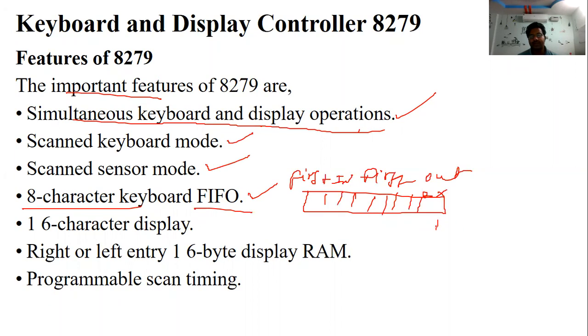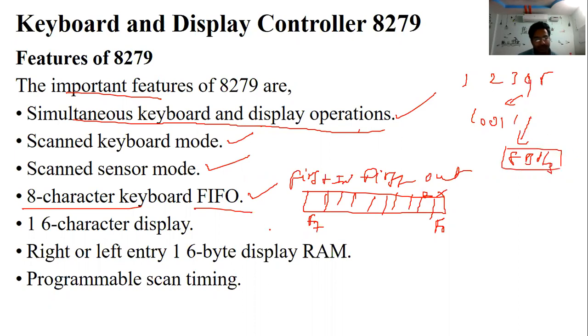D0 to D7, an 8-bit register, holds the key information. What is the bit size of the key information in binary format? You know that our keys are 1, 2, 3, 4, 5, but these keys are converted into binary format, an 8-bit format. A 16-character display is available to connect to this 8279 controller. Nothing but 16 display units can be connected.